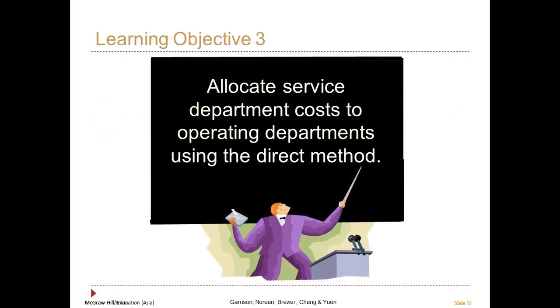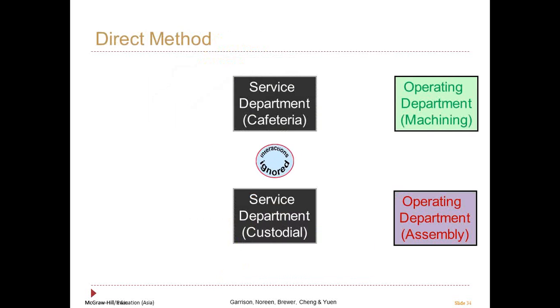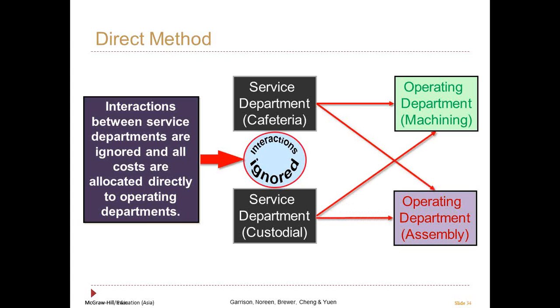So let's get to learning objective number 3: allocate service department costs to operating departments using the direct method. The direct method is the simplest of the 3 cost allocation methods because it ignores the services provided by a service department to other service departments. Interactions between service departments are ignored and all the costs of each service department are allocated directly to operating departments.